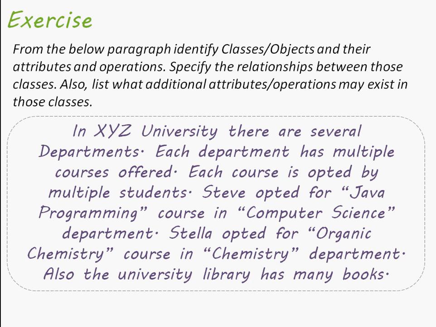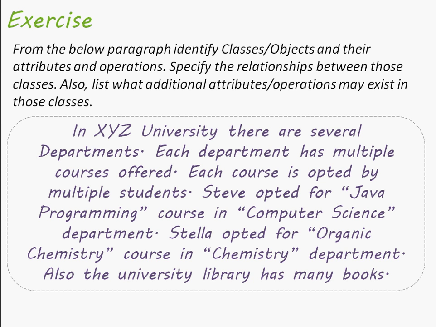In XYZ University, there are several departments. Each department has multiple courses offered. Each course is opted by multiple students. Steve opted for Java programming course in computer science department. Stella opted for organic chemistry course in chemistry department. Also, the university library has many books.